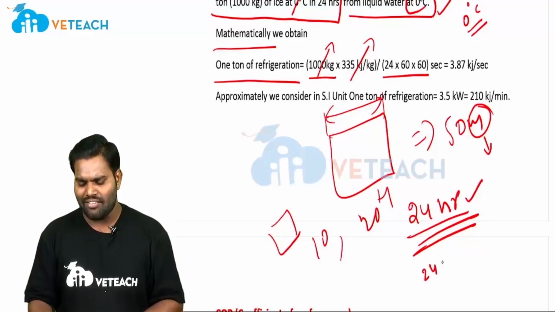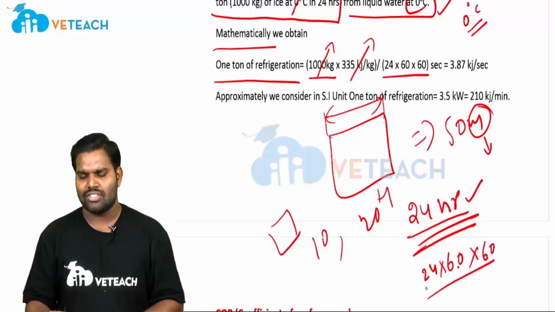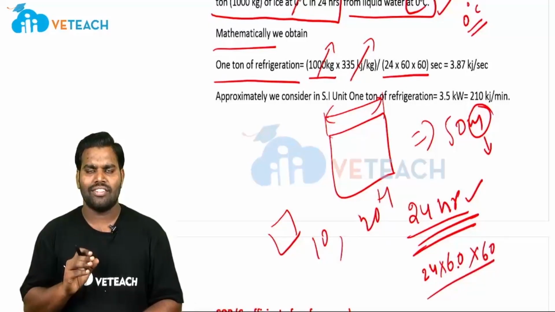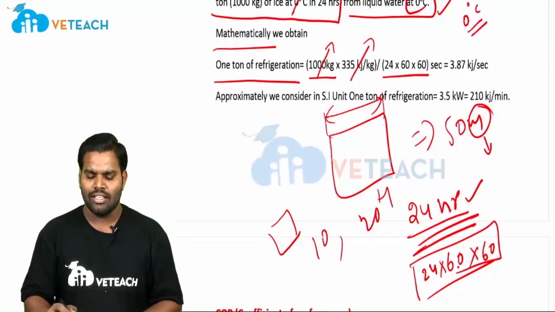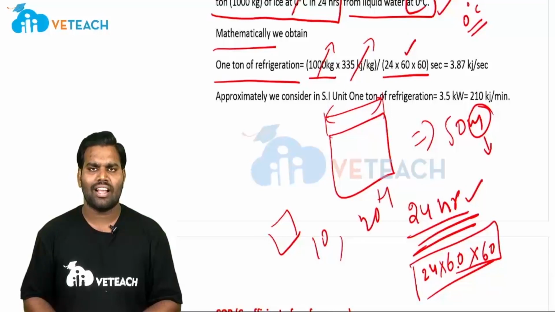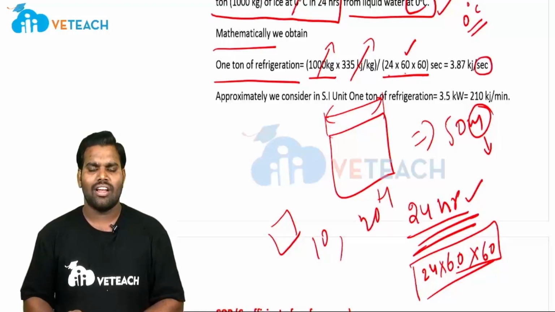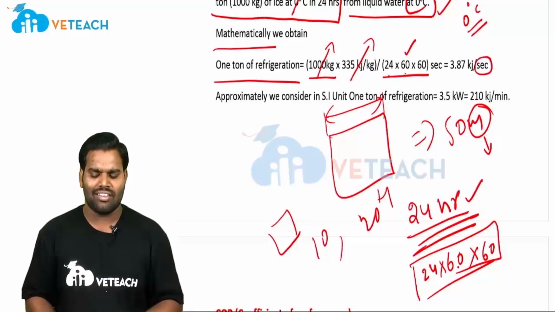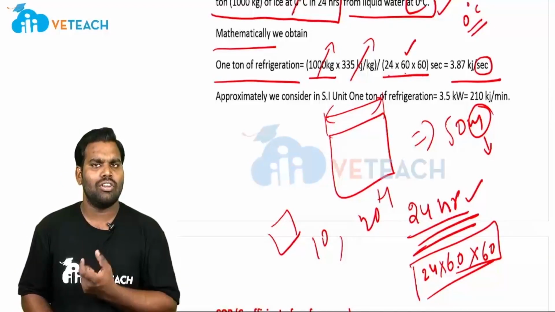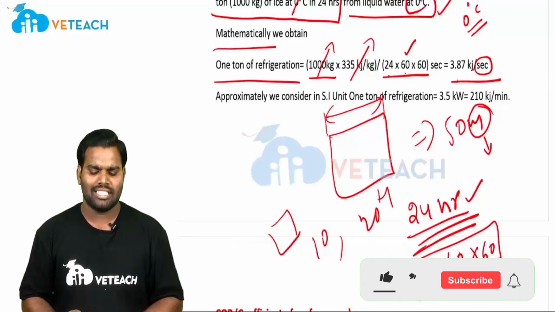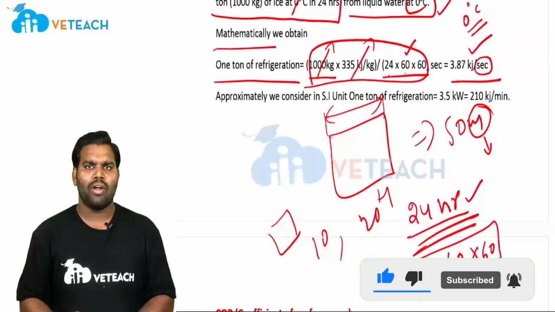For each and every hour we have 60 minutes, and for each and every minute we have 60 seconds. So the entire 24 hours can be converted in terms of seconds as 24 into 60 into 60. That's the reason we consider 24 into 60 into 60 in the denominator. So finally we get 1 ton of refrigeration in terms of kilojoules per second as 3.87. After doing the entire simplification, we get the value as 3.87.